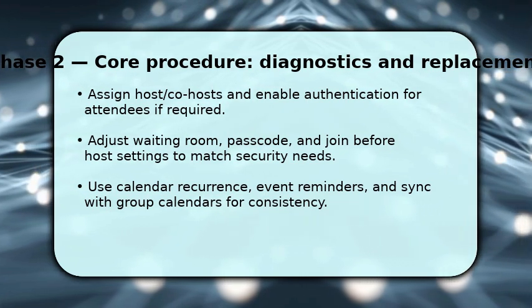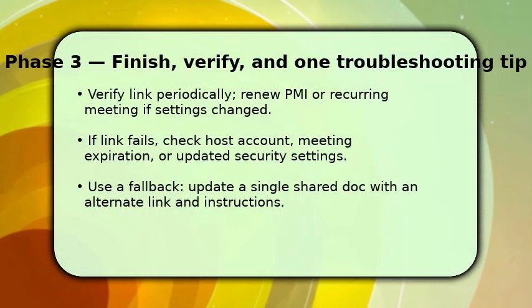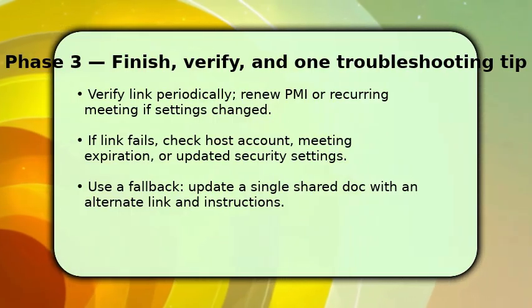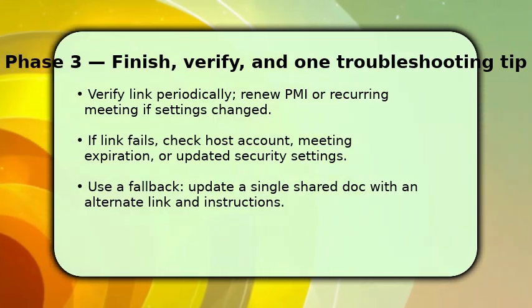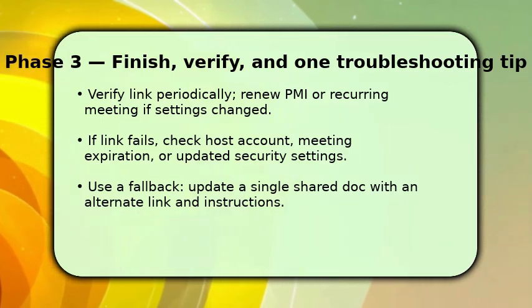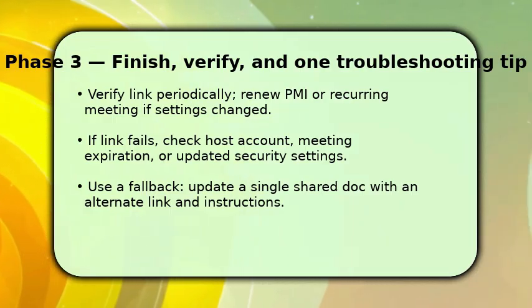Finish by establishing simple maintenance. Verify the link monthly, confirm the host account is active, and recheck meeting expiration or new security policies that could invalidate it. If the link stops working, first confirm you are signed into the correct host account, then inspect whether the meeting was accidentally deleted or its settings changed.